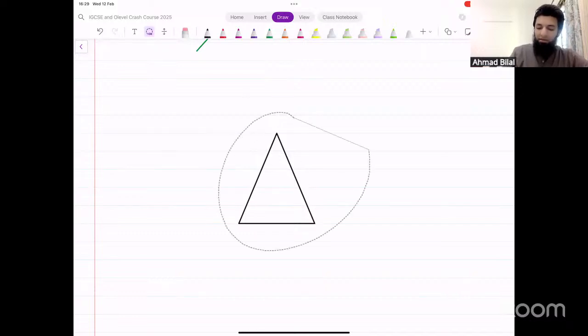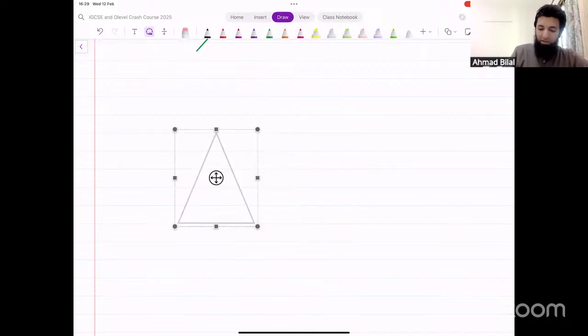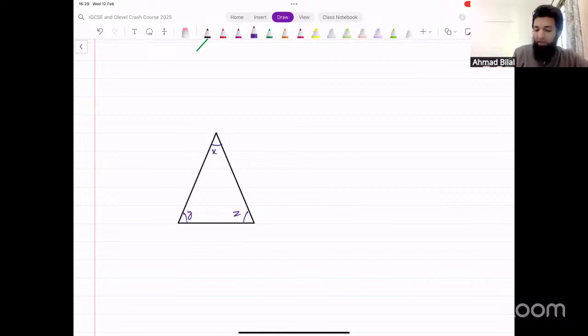So angles in a triangle are always going to add up to 180. If you have this angle x, this angle y, this angle z, then x plus y plus z, the sum of all the angles in a triangle, is always going to be 180 degrees. Okay, the sum of all angles in a triangle is always 180.